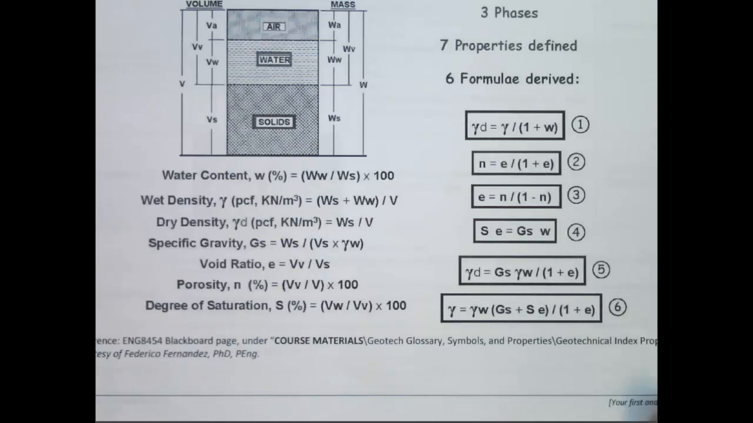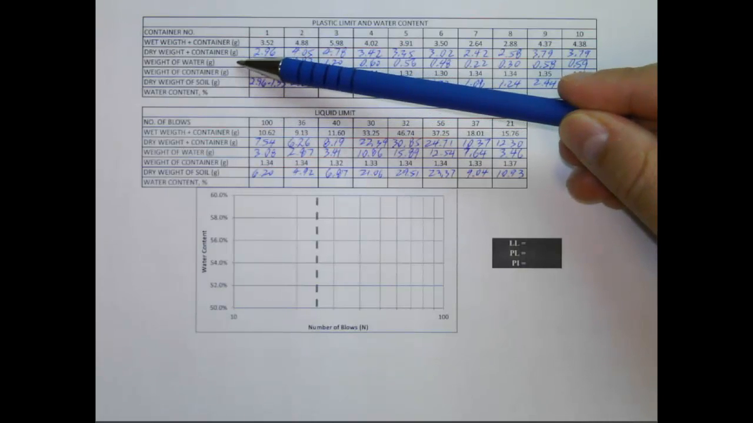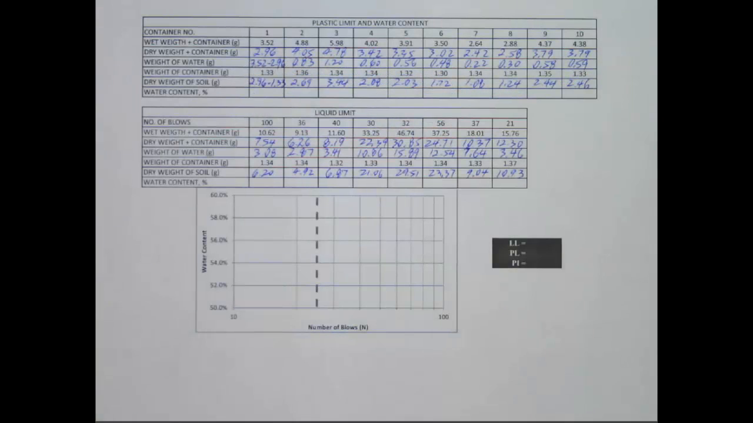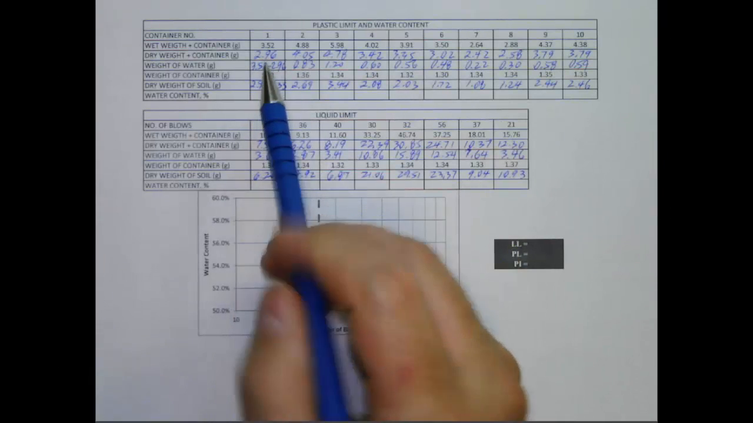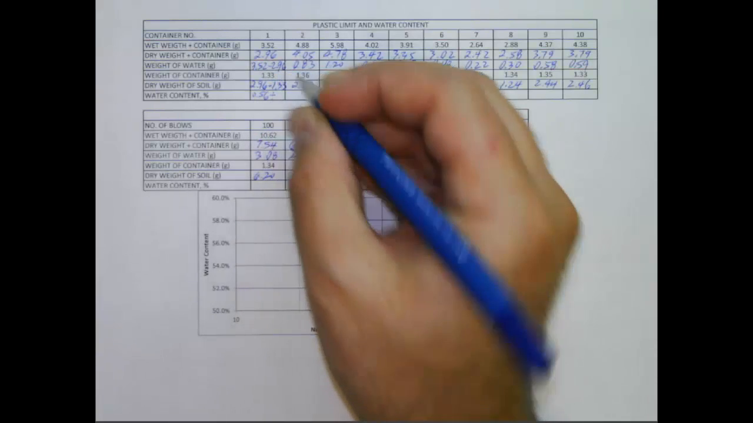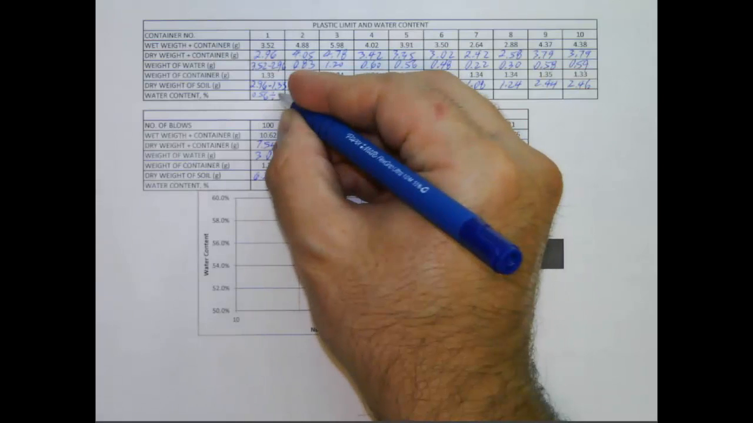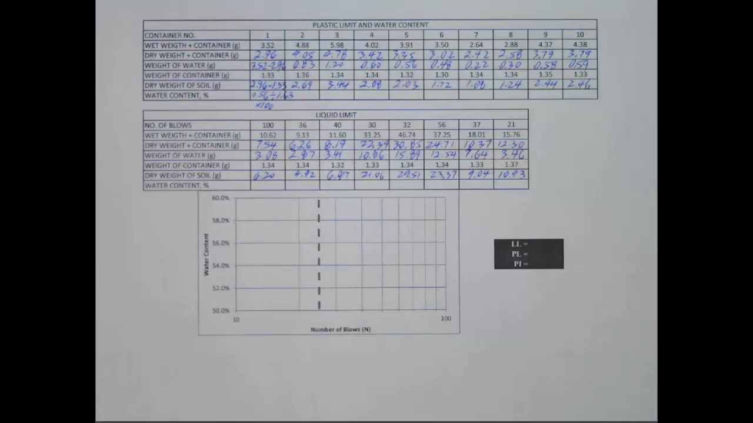So let's apply that to our lab. This water content then is equal to the weight of water, which we have, divided by the dry weight of the sample, which we have, times 100. So I'll do the first one. In this case, it's that amount there, weight of water, 0.56, divided by the weight of the soil, that there, which is 1.63, all times 100. I'm now going to fill in all the other water contents.